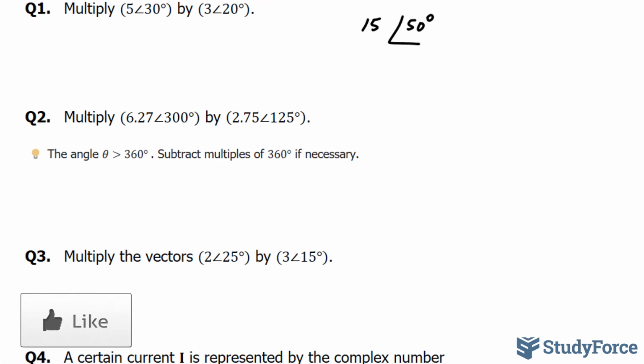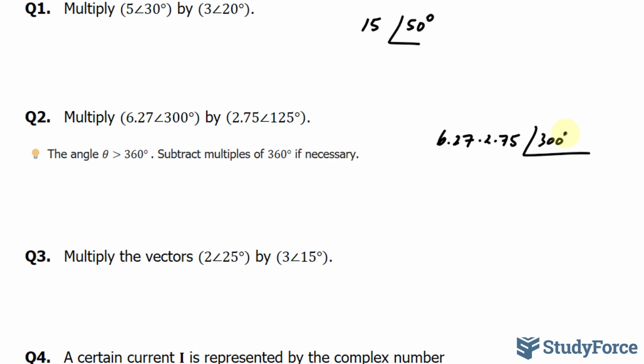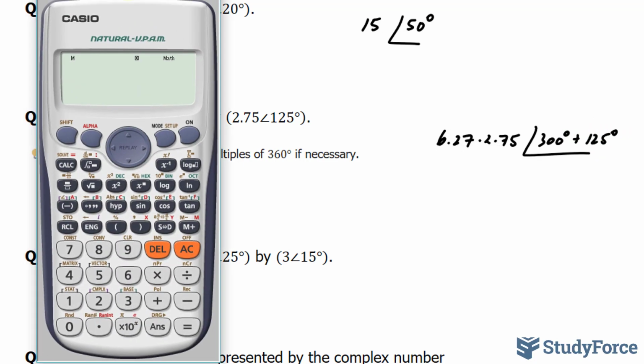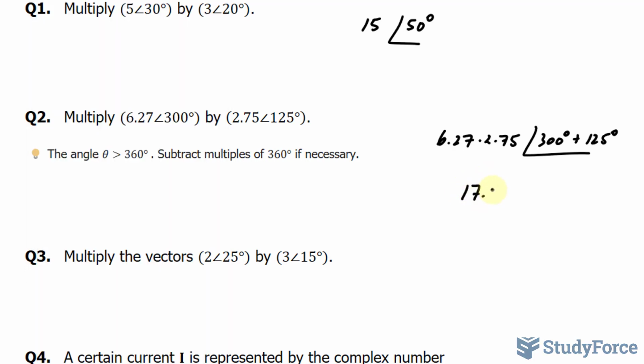In question 2, we were asked to multiply 6.27 at an angle of 300 by 2.75 at an angle of 125. Once again, we'll multiply the two radii. 6.27 times 2.75 at an angle of 300 degrees plus 125 degrees. Let's use our calculator to find out the answer to this part. We have 6.27 times 2.75. We end up with 17.24, or simply 17.2.